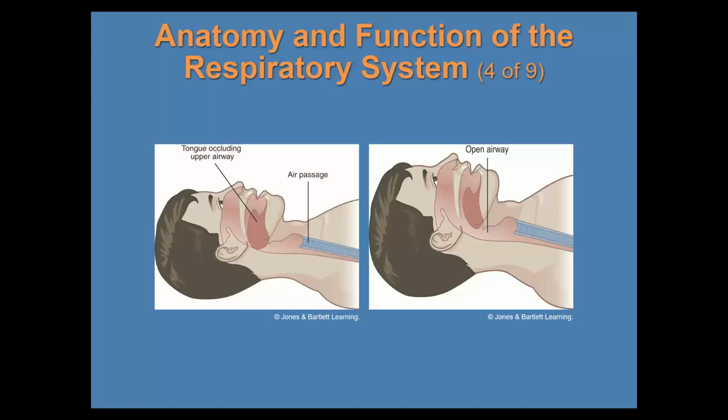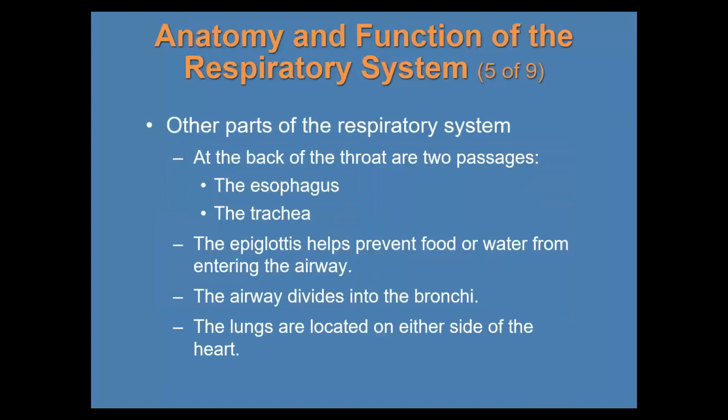So again, just as another general view here, you have the tongue occluding the upper airway, where it falls all the way to the back and doesn't let the air go down. And then if you head tilt chin lift, open the airway, pick up the back of the neck a little bit, and really rock that head back, you'll get that airway to open up and basically pull that lower jaw up and away from the back of the throat.